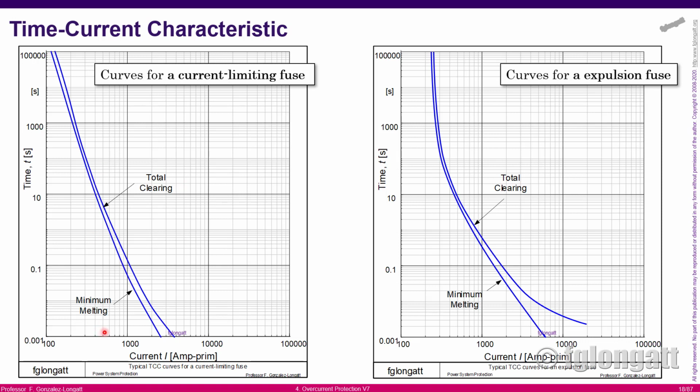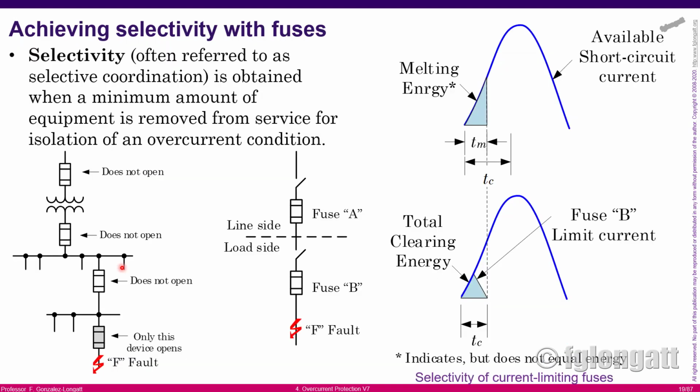What is the idea of this? Well, for overcurrent coordination, you need to be sure that the fuse is acting at the proper time. And if you have two fuses, one behind the other, what you need to do is create a separation between those curves, okay? In the next slide, I will discuss a bit more about selectivity, okay?